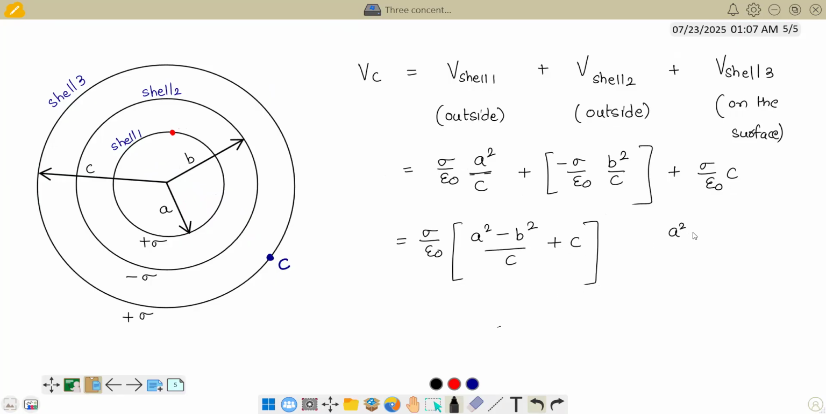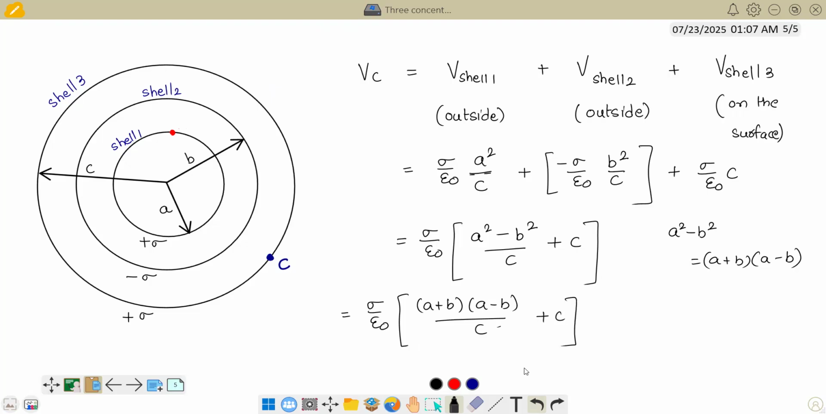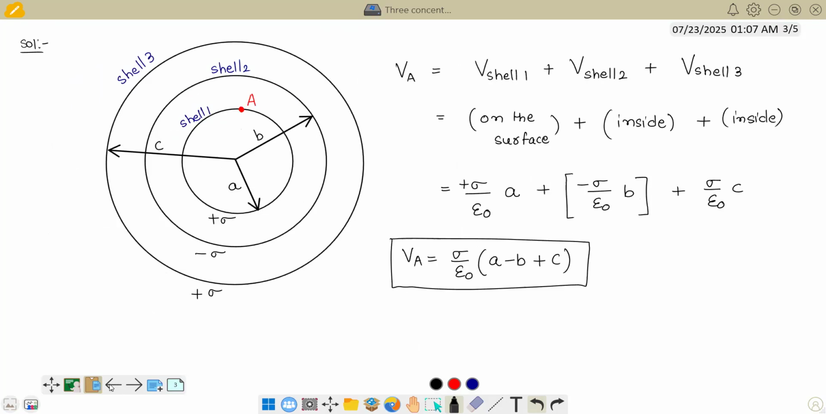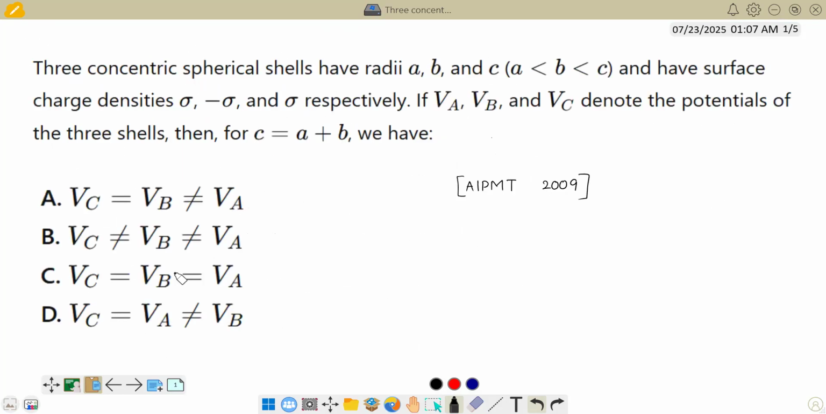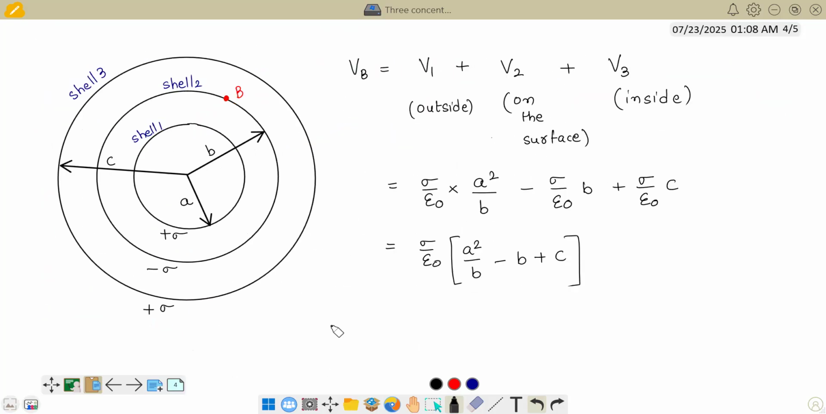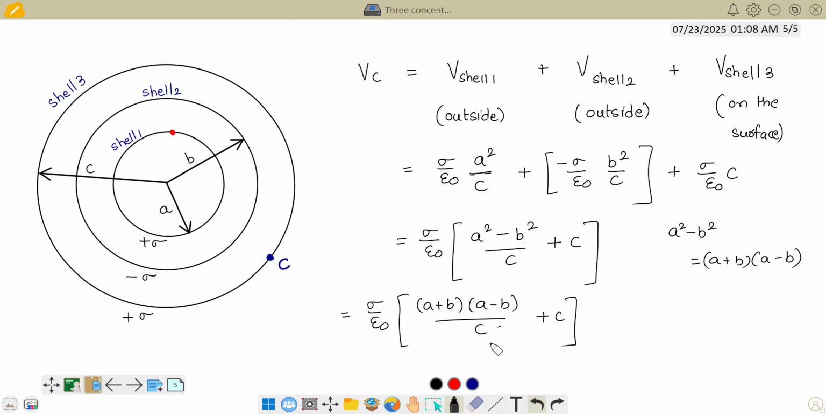We can write a square minus b square as a plus b into a minus b. So if I substitute it, I'll get sigma by epsilon naught into a plus b into a minus b divided by c plus c. But in the question, it is clearly given that c equals a plus b. That's the condition given in the question. Since c is equal to a plus b, I can cancel a plus b and c. So sigma by epsilon naught, what is left? A minus b plus c. So we have sigma by epsilon naught into a minus b plus c.